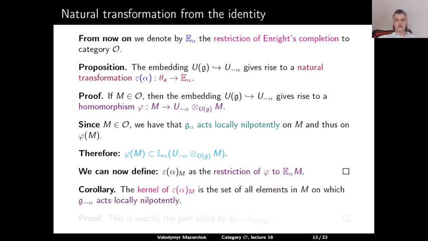Also, we have that the kernel of this natural transformation is the set of all elements in M on which G minus alpha acts locally nilpotently. Clearly, this is exactly the part of M which is killed when we localize our module M.